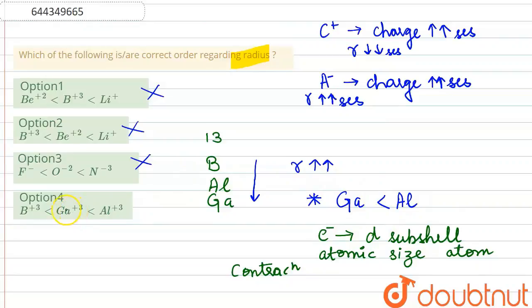So if you look at option number 4 here, it suggests that we have B3+, then the size of gallium is greater, and out of all these 3, aluminium 3+ has a greater ionic size than boron and gallium. So this means that option number 4 is the correct answer.